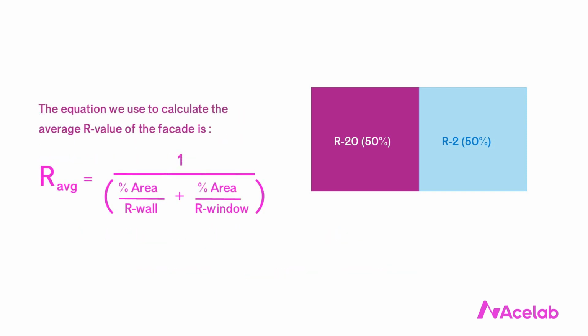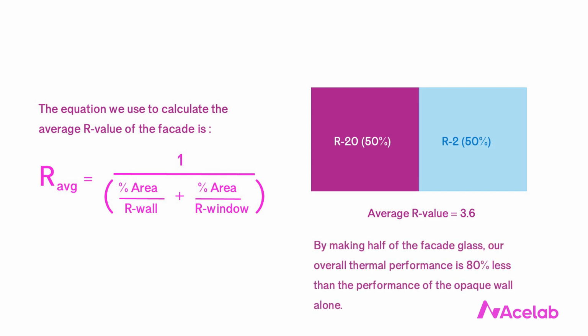Okay, the equation we use to calculate the average R value of the facade is this. It's not a straight calculation of average, and the reason is outside the scope of this discussion. Anyway, if we use this equation on our hypothetical facade here, we end up with an overall R value of 3.6. So the answer is B, or about 4. And that's crazy, right? By making half of the facade glass, our overall thermal performance is 80% less than the performance of the opaque wall alone.